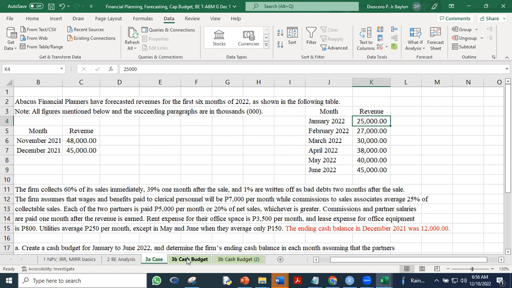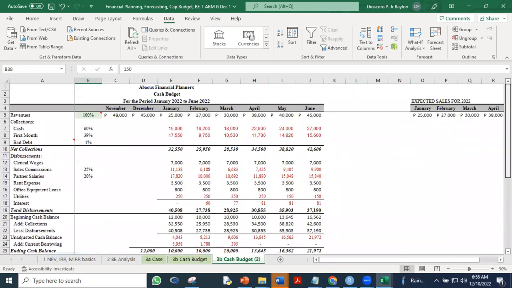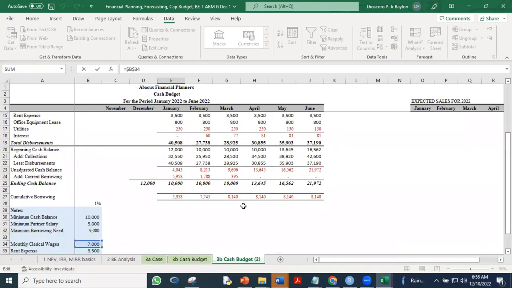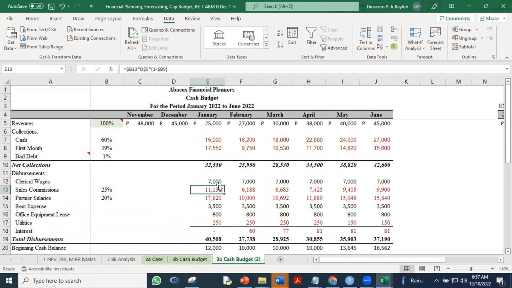So it's variable. Let's go back here. Clerical wages is 7,000. Rent expense is 3,500. Office equipment, 8,000. Utilities, 250, except for May and June, 150. So we have written here the details so that we can link to this. All right, clerical wages is 7,000. We just copied it here, linked it here, 7,000. And we fix it so that it's the same for all the months.